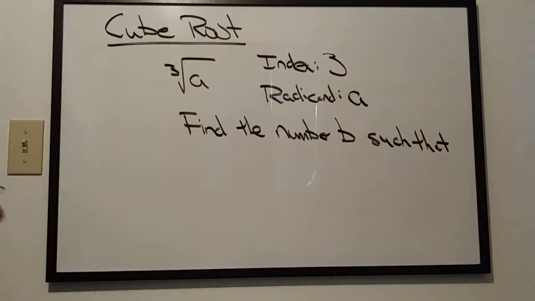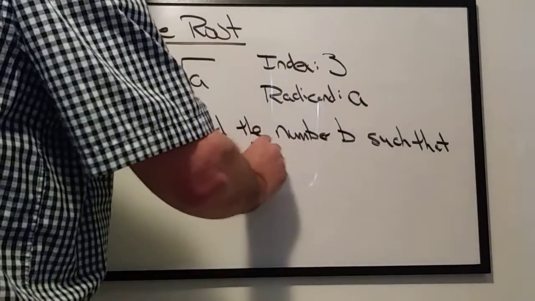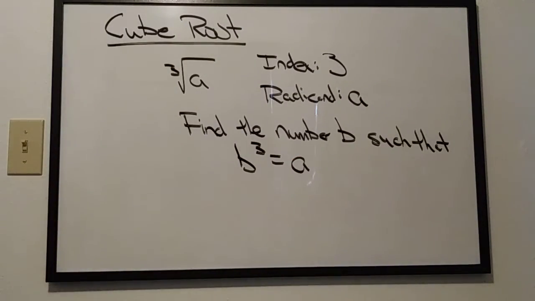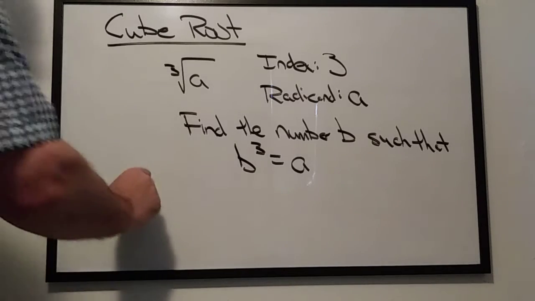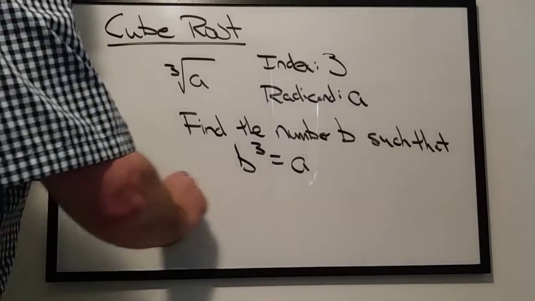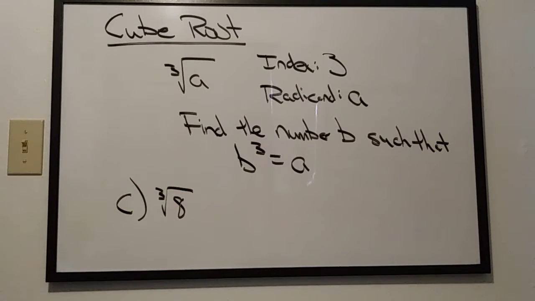And what does the cube root ask us to do? Find the number b such that b to the third power is equal to a. So now that we know that, we're ready to continue on with our example 1 and check out part C. So let's find the cube root of 8.